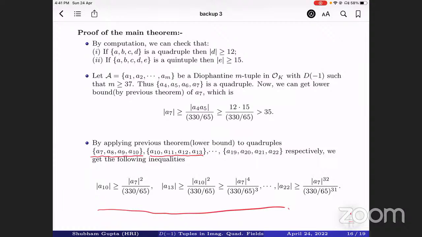So from here we can get that the absolute value of a22 is greater than or equal to the absolute value of a7 to the power 32, upon 330 upon 65 to the power 31. So from here we can get the lower bound of a22.